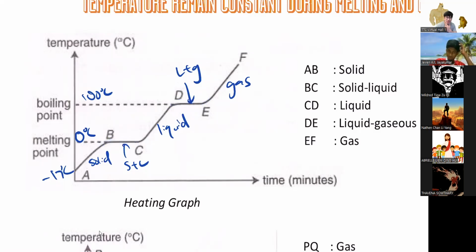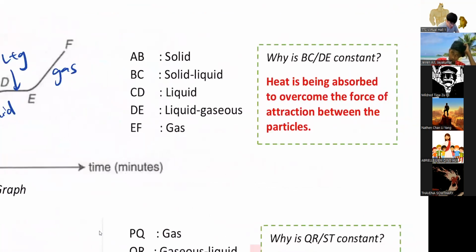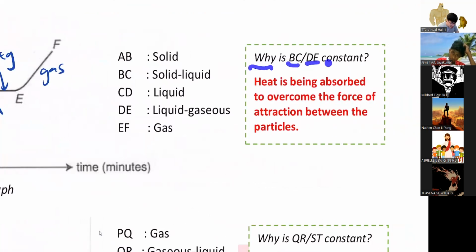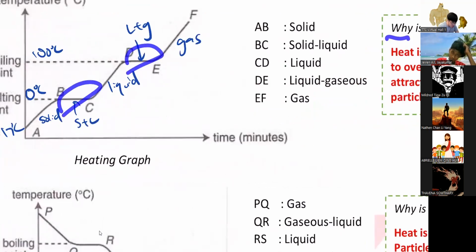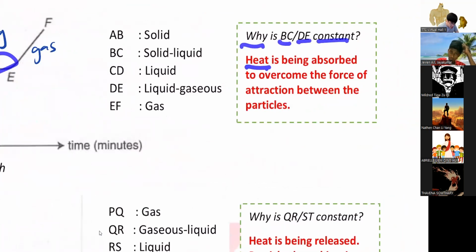You might say, why, sir? Where's the temperature increase? All right, so this is the explanation. Why are BC and DE constant? Why is there nothing moving here? Because heat is absorbed to overcome the force of attraction. This is the explanation.